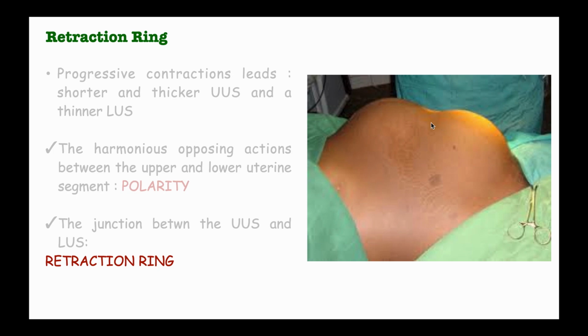Now, looking at this photo, we find that there is a mild depression on the maternal abdomen, which is abnormal. And it is important for us to note that the retraction ring should not be visible on inspection or even on palpation of the abdomen. And so anytime we find such a depression, it is abnormal. And this is what we refer to as the Bandl's ring.